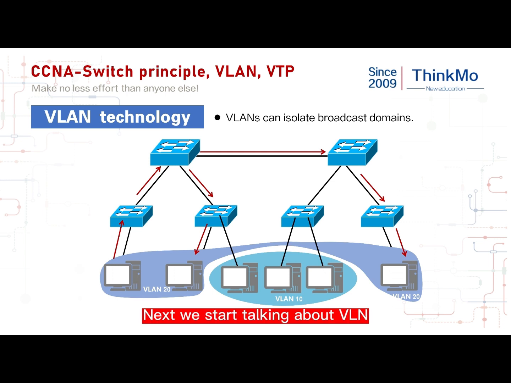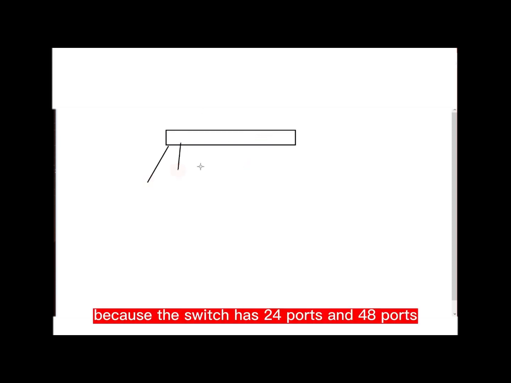Next we start talking about VLAN. VLAN stands for Virtual Local Area Network. V is virtual, LAN is local area network. Why do we have a virtual local area network? Let me first describe an environment. In the future, many devices will be connected to one switch. Suppose a switch is connected to 40 devices. Let's just draw it. 40 devices is a lot, because switches have 24 ports and 48 ports.